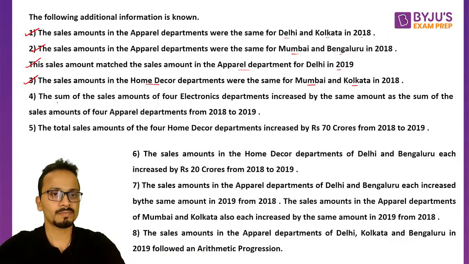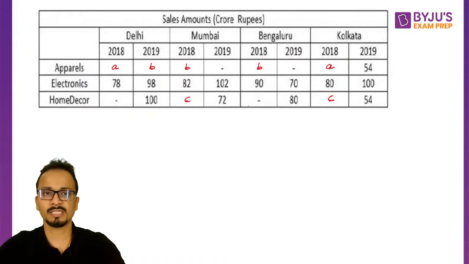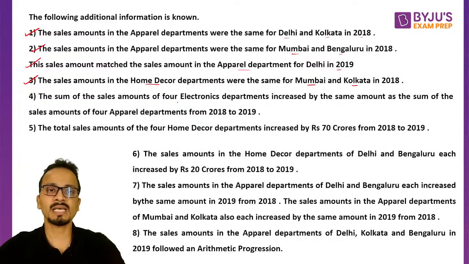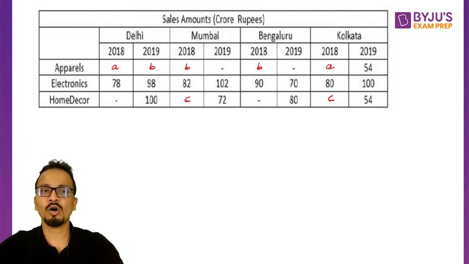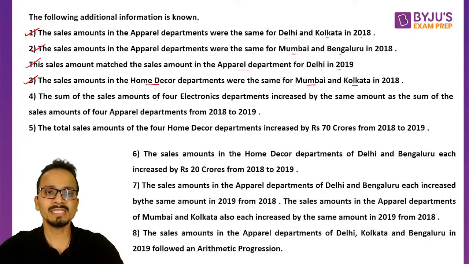Fourth, statement number 4. The sum of the sales amounts of 4 electronics departments. So for 4 electronics departments, the complete data is given. The sum of the sales amounts of 4 electronic departments increased by the same amount as the sum of the sales amounts of 4 apparel departments from 2018 to 2019. So now they are saying that whatever is the sum of the increase in the electronics for these 4 cities, this sum is equal to the increase in apparels from 2018 to 2019.